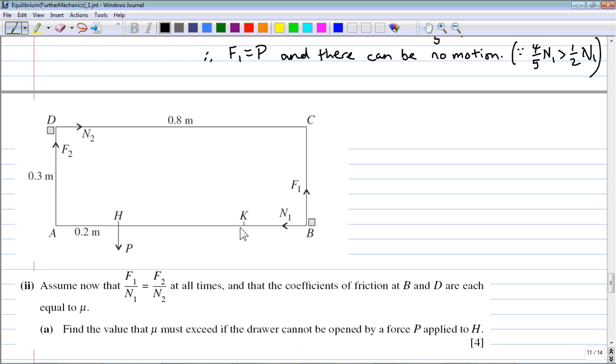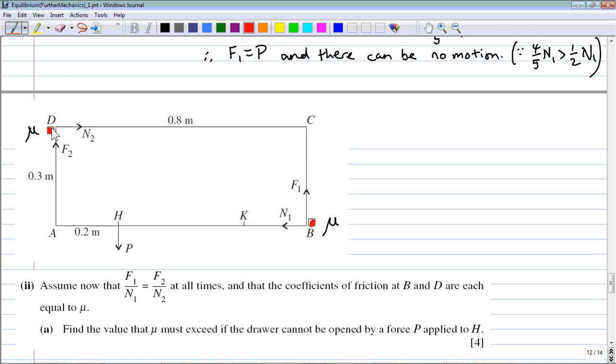And as a separate point, don't forget that the coefficients of friction at B and D are both mu, but it doesn't specify what mu is. So we're going to have mu here and mu here. Again, let me highlight B and D. And we're going to have that the ratio of frictional force to normal contact force at B and D is the same. It doesn't mean it's equal to mu, but it's the same.